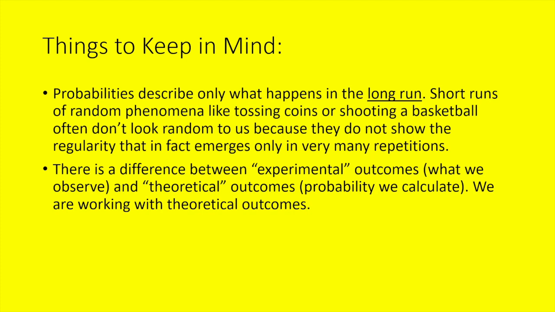So that's the difference between what we call experimental outcomes, what we're observing in the short term, and theoretical outcomes, which is what we're calculating based on long-term probabilities. And what we're doing in this class is all about theoretical outcomes.